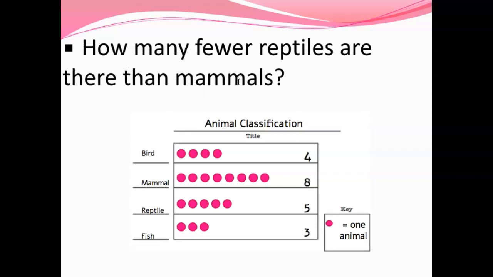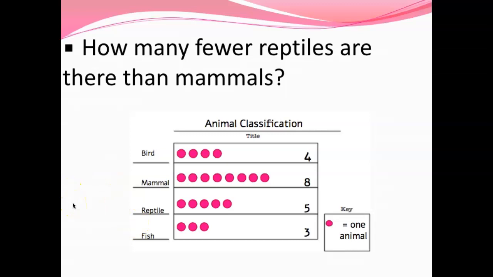So I wrote the fewest is fish and the most is mammals. Next question. How many fewer reptiles are there than mammals? So remember, a how many fewer question is very similar to a how many more question. It means we have to subtract. Notice we want to see how many less reptiles there are. So we said reptiles first. This is going to be a subtraction problem.